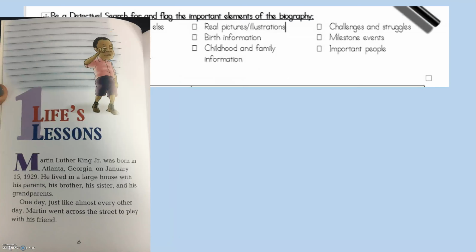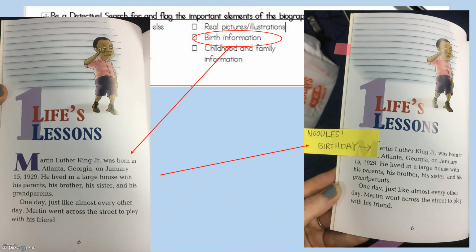Next, I turn the page and here I am, Chapter 1, Life's Lessons. It says Martin Luther King Jr. was born in Atlanta, Georgia on January 15, 1929. That's his birth information, and that is definitely important. So I'm going to flag it.